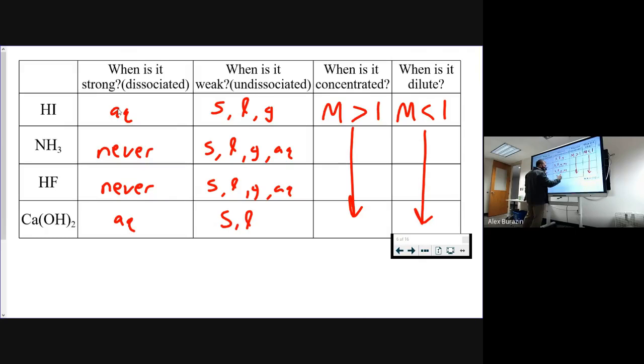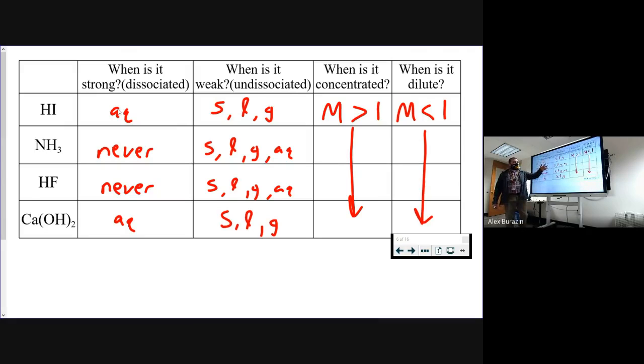Solid, liquid, gas. Okay? So here's the key takeaway with this little chart. When something is strong, it only dissociates if it's in water. Otherwise, if it's in its pure form, solid, liquid, gas, it's undissociated. When do weak acids and bases dissociate? Never. Or I should say, we don't write them dissociated ever. Even when they're aqueous, these stay together.